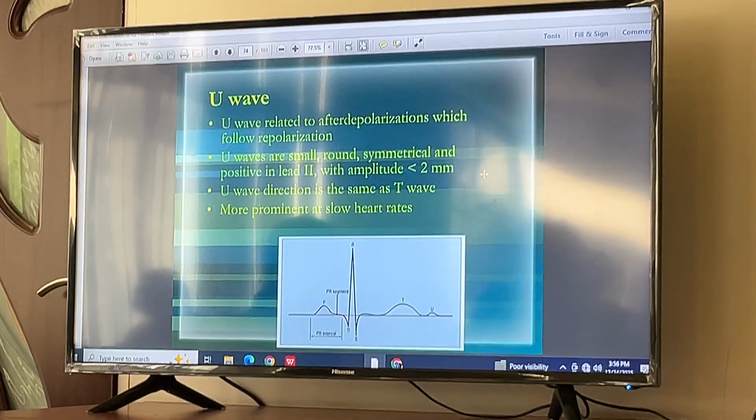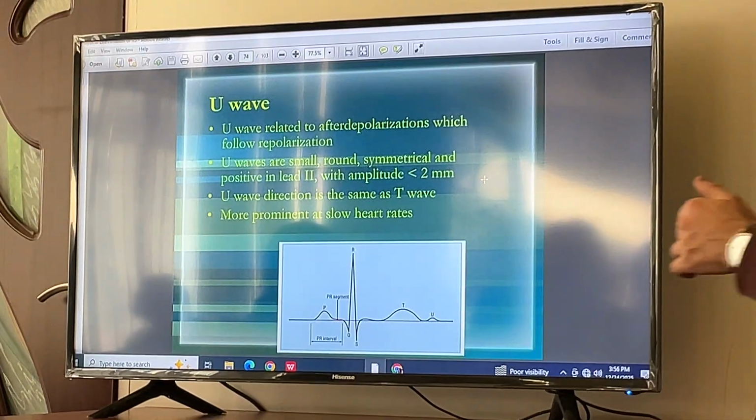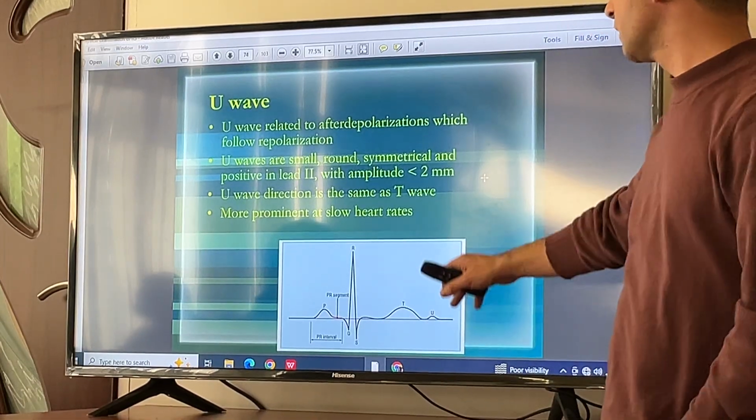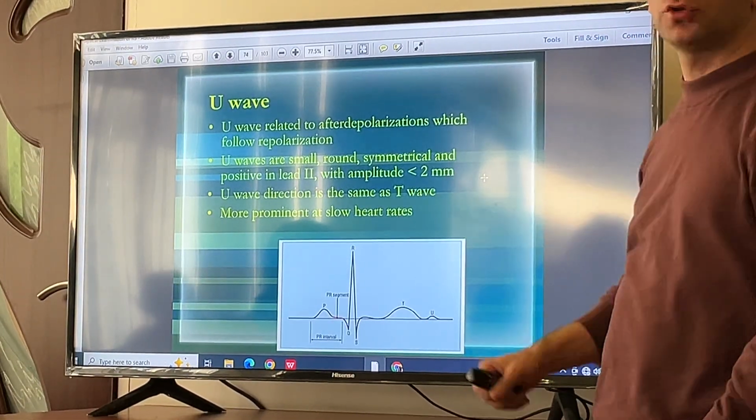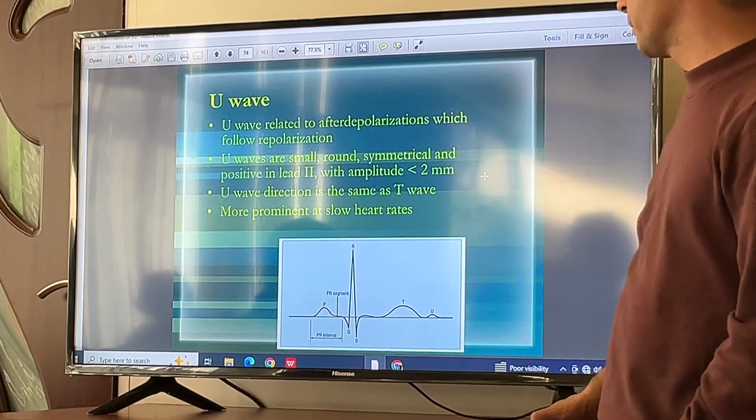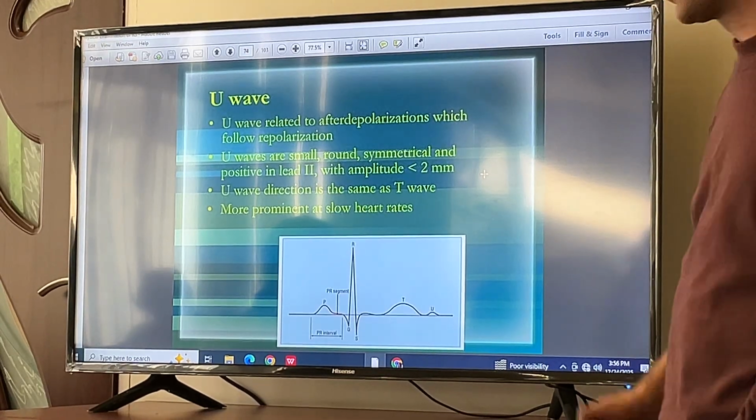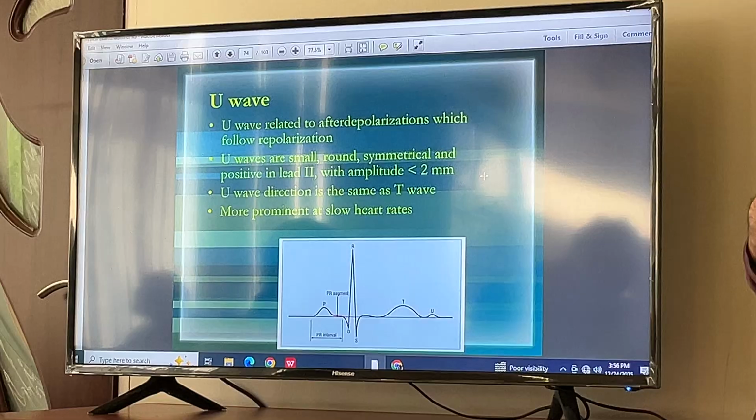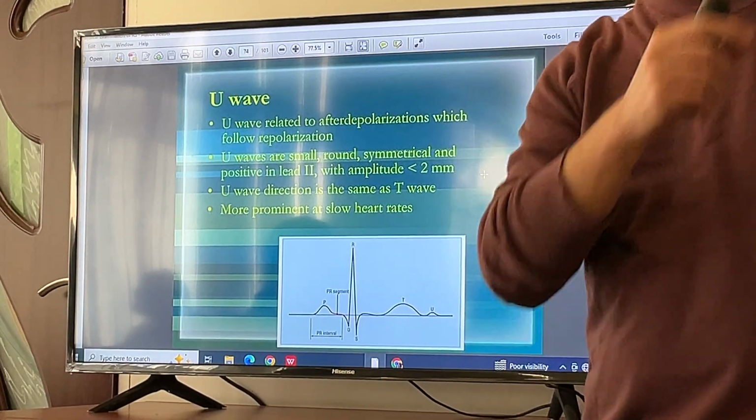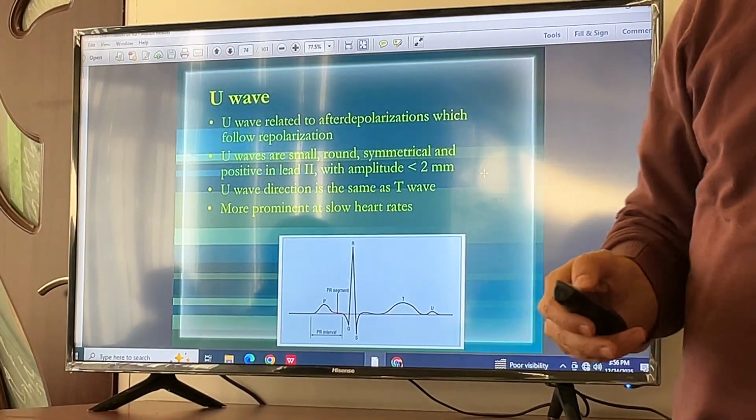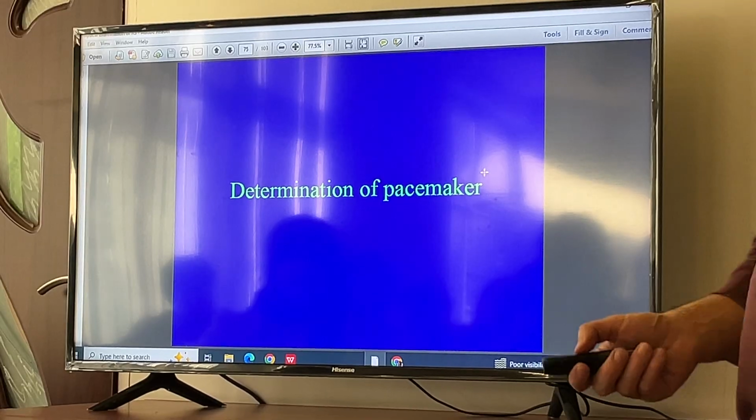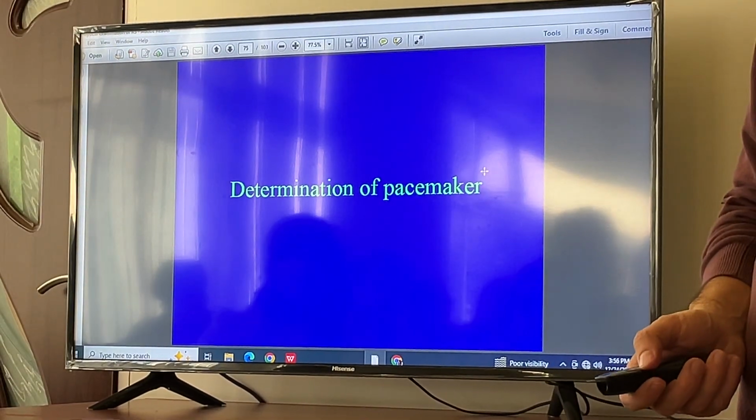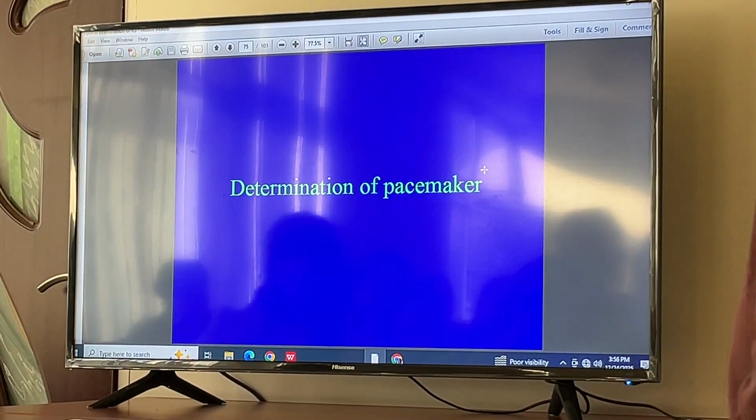U wave is not a mandatory wave. After the T wave, it is very well seen in V1 to V3, more prominent at bradycardic rates, so at low heart rates. It is thought to be the repolarization part after depolarization of papillary muscles. It may be seen in hypokalemia, for example.